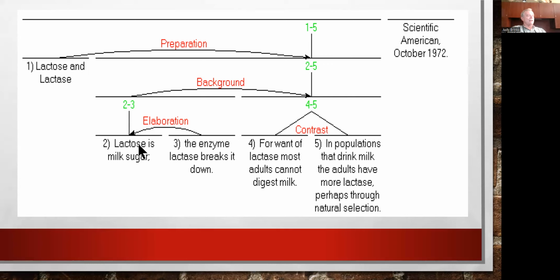The principal element here is lactose is a milk sugar. And an elaboration on that, the enzyme lactase breaks it down. So lactose and lactase are related in this way. This nucleus is related to these 2 contrasting nuclei, which is that for want of lactase, most adults cannot digest milk. However, in contrast, in populations that drink milk, the adults have more lactase, perhaps through natural selection. So we can see these 5 simple EDUs related in this particular way.